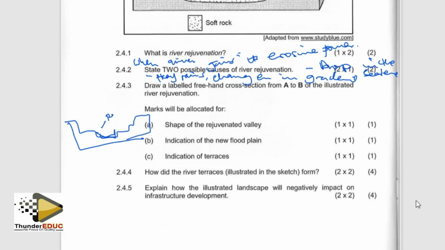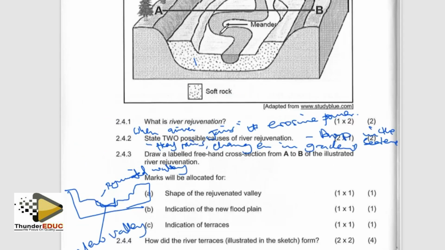And then they say indicate the new valley. This is the rejuvenated valley. So the new valley is this one. When you look at the shape here, you clearly see that here and here. So this is the new valley. It's no longer wider, it becomes a bit narrower compared to what it was before.